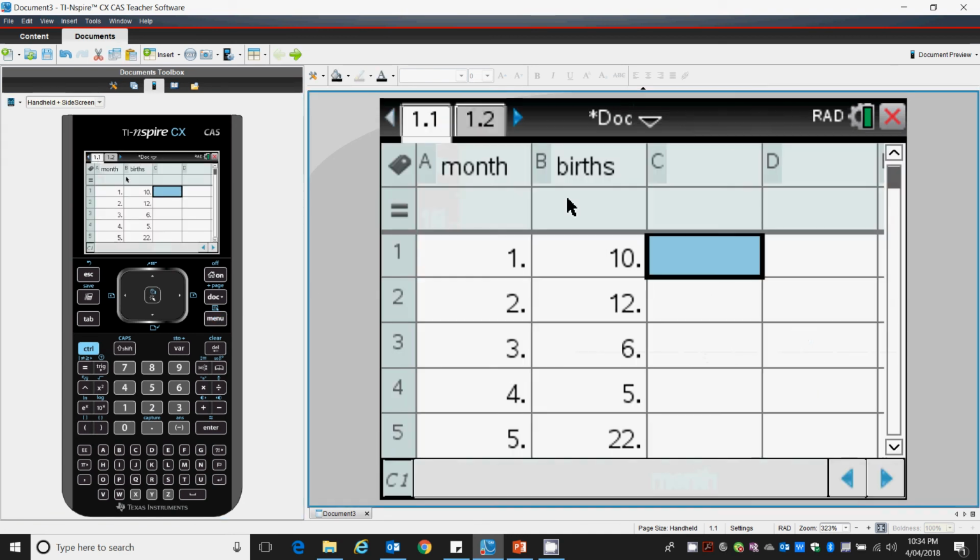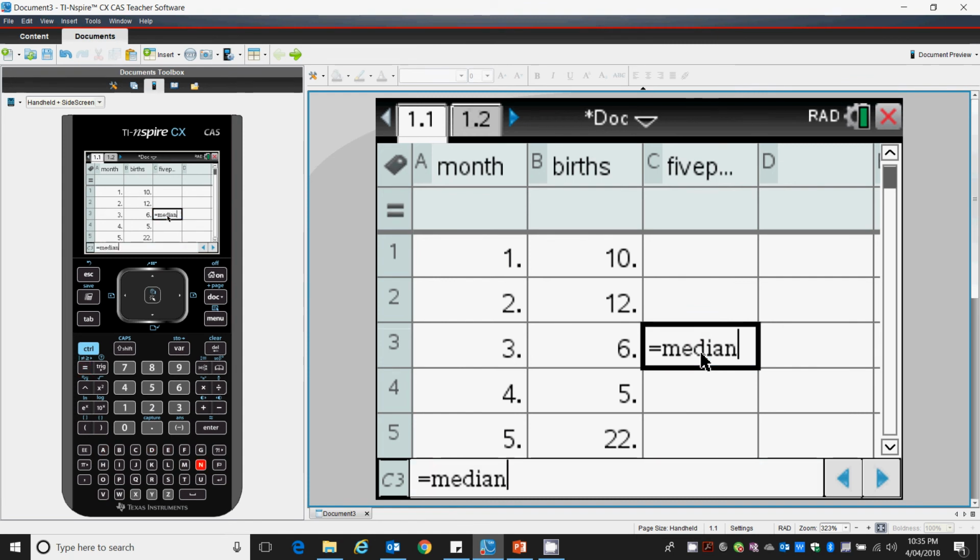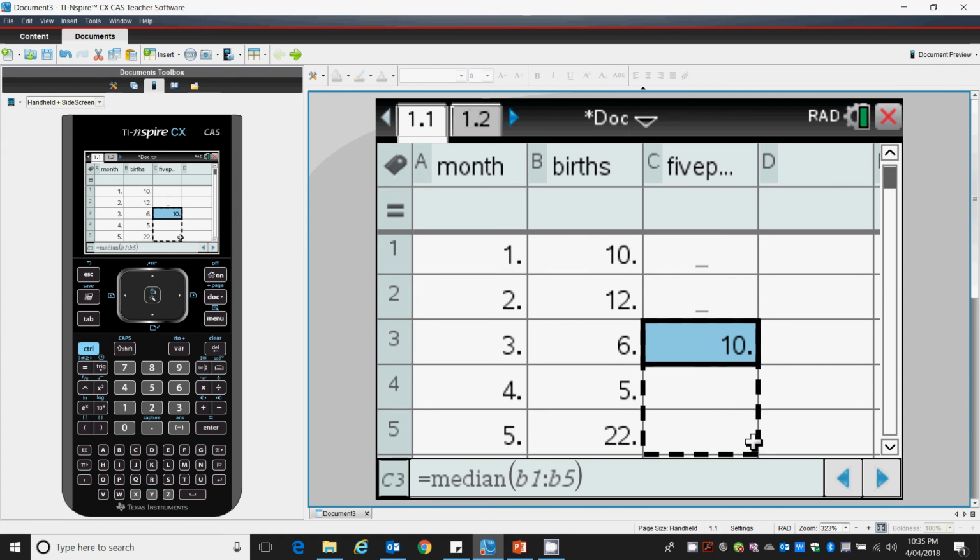Let's now go back to our data and perform a 5-point median, 5p median. Okay, so 1, 2, 3, 4, 5. Our middle point is against time code 3 equals median, which is a pre-programmed function on the TI-Nspire. So we're finding the median of values from B1 down to B5, the first 5 bits of data, and that gives me a median value of 10. We'll drag that down.